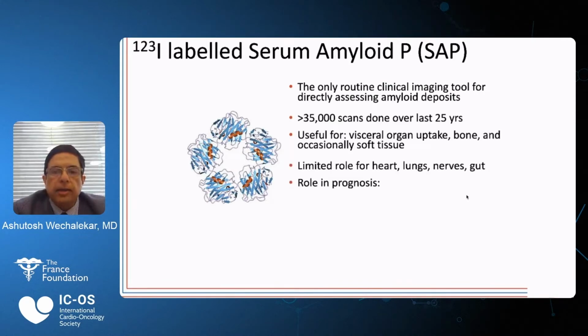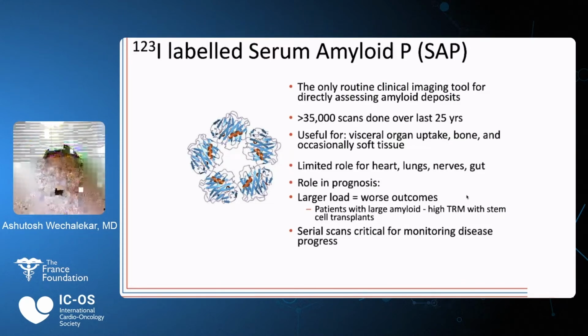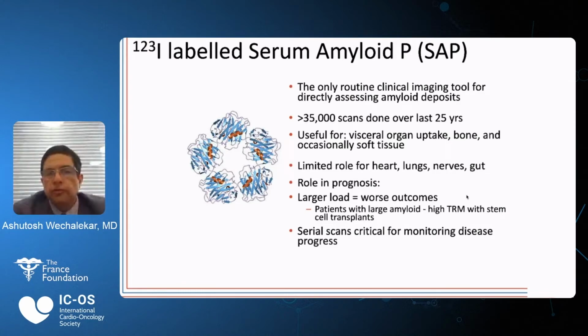When this iodine-labeled SAP is injected into a patient, it will bind to the amyloid deposits. We have now done over 40,000 scans over the last 25 years, and it's very useful for imaging amyloid in visceral organs such as the liver, spleen, bones, and soft tissues. Because it's not very specific, we don't find it particularly useful for the heart, the lungs, the nose, or the gut. We can track the amyloid deposits, we can see the amount of amyloid, and we can scan these patients serially to see whether the amyloid deposits are getting better or worse.